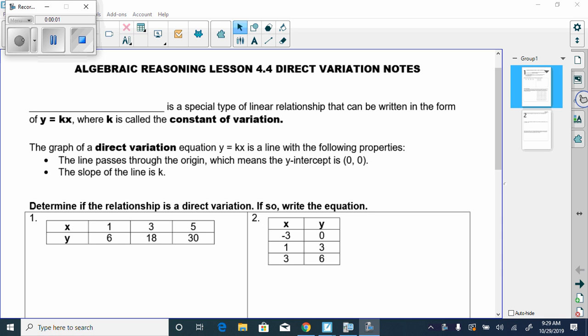We are talking about direct variation. So any guesses what goes in our first blank? Direct variation. Good.